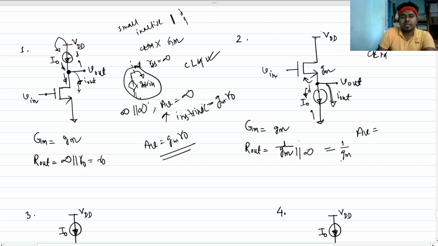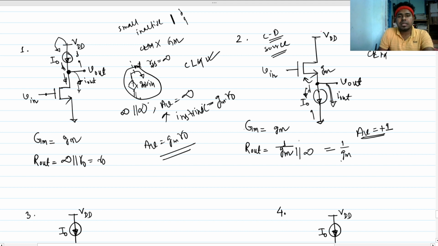Now what will be the small signal gain? This will be nothing but this into this, so this will be nothing but 1. And we know that this is a common structure, called common drain configuration or source follower, right? So we know that for a source follower with a constant current source load, for the ideal case, the gain is plus 1.